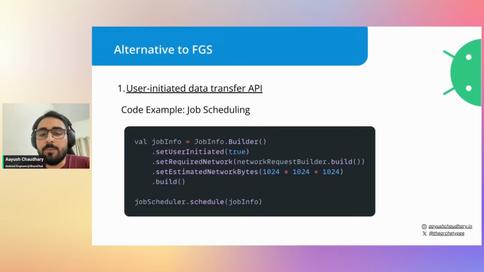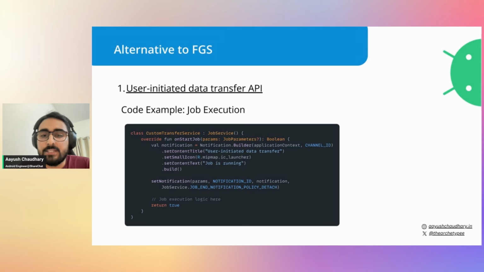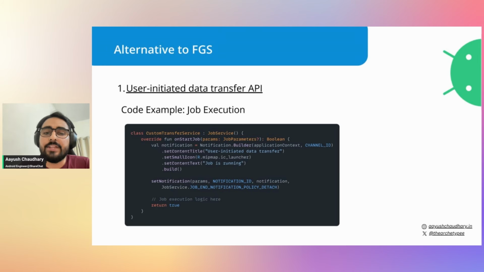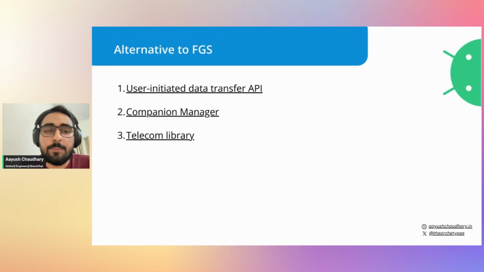Just like foreground service, you have to provide a notification for user initiated data transfer. So in onStartJob, you set the notification using the setNotification method. There are two more alternate APIs for foreground service. One is Companion Device Manager. If your app needs to do continuous data transfer to an external device, consider using Companion Device Manager instead of the connected device foreground service type.